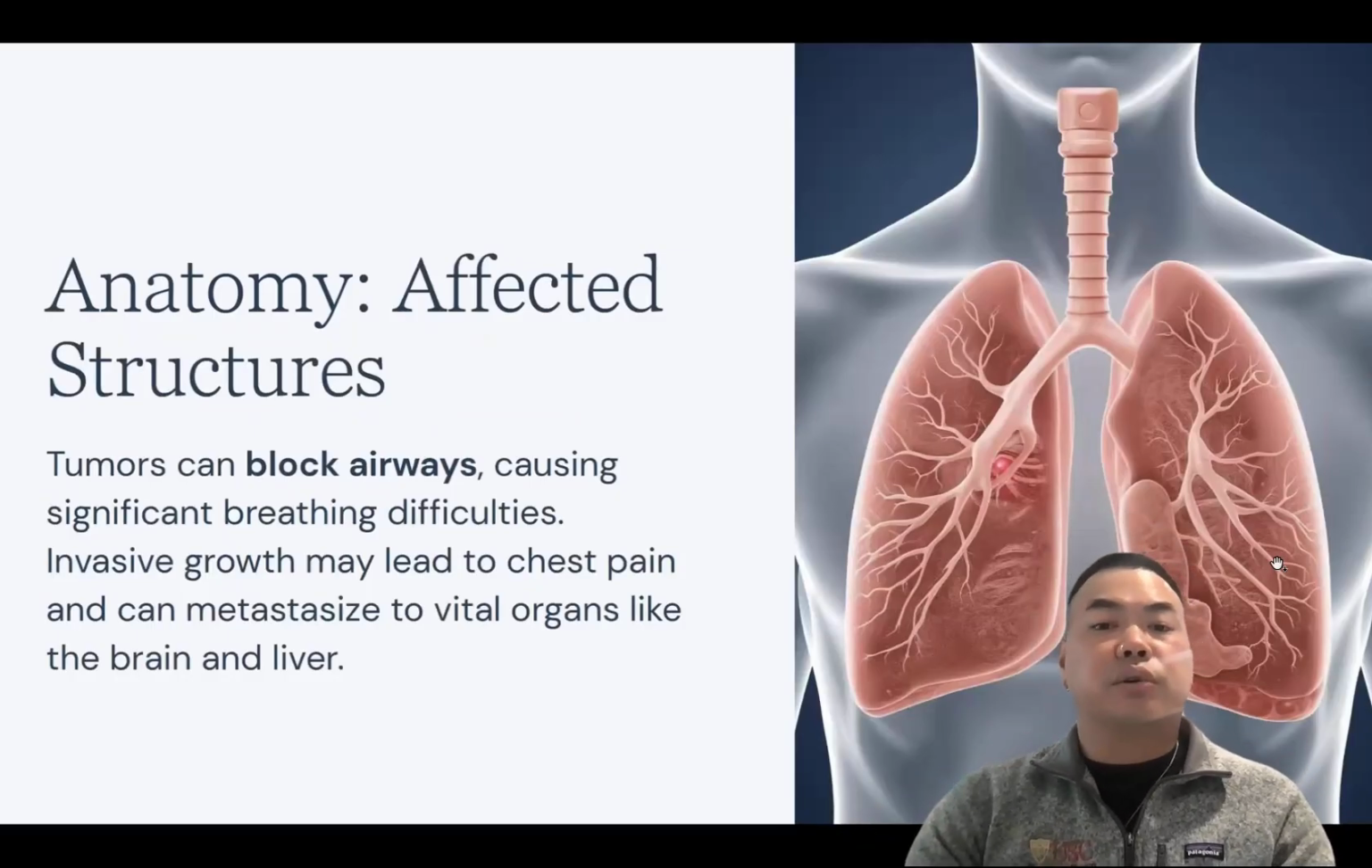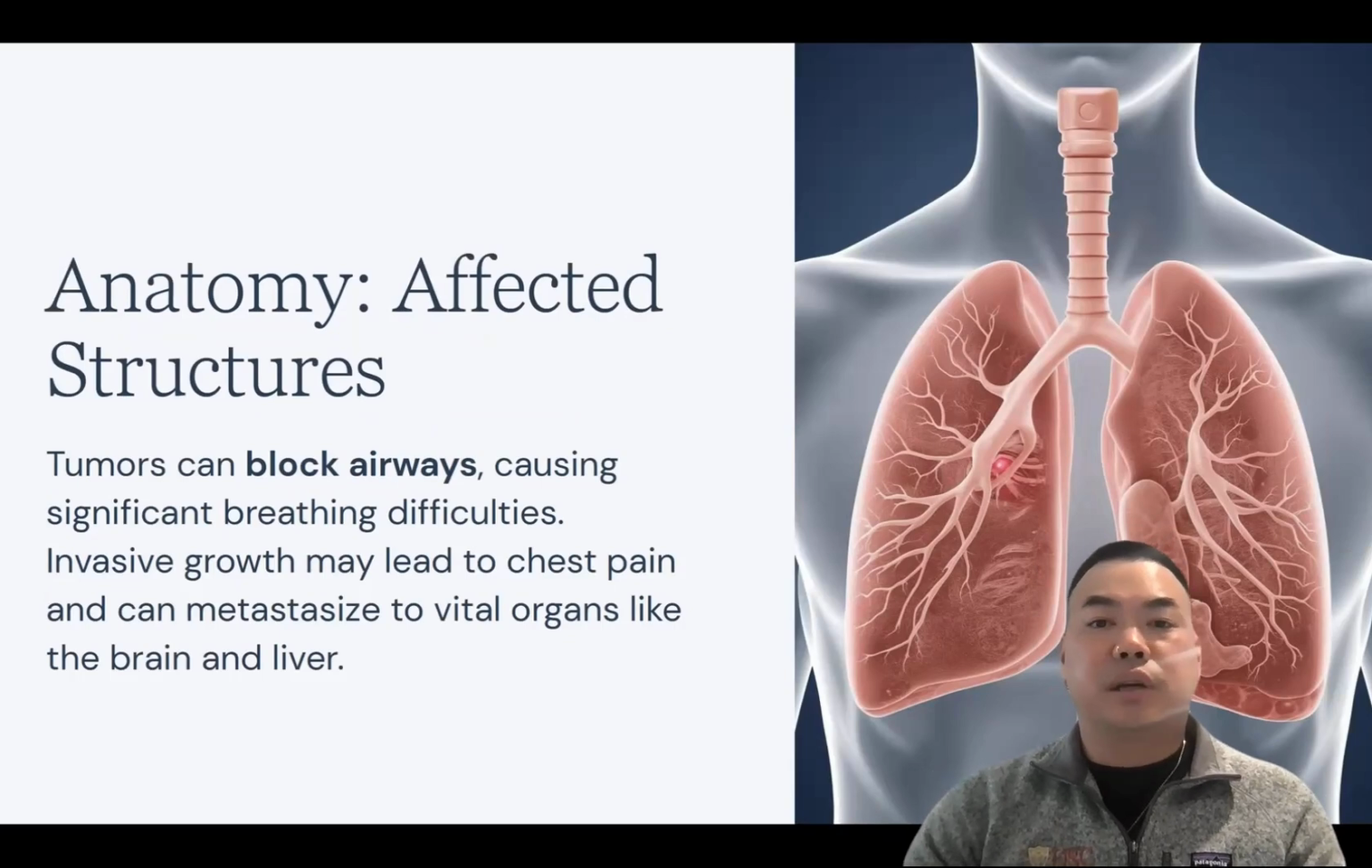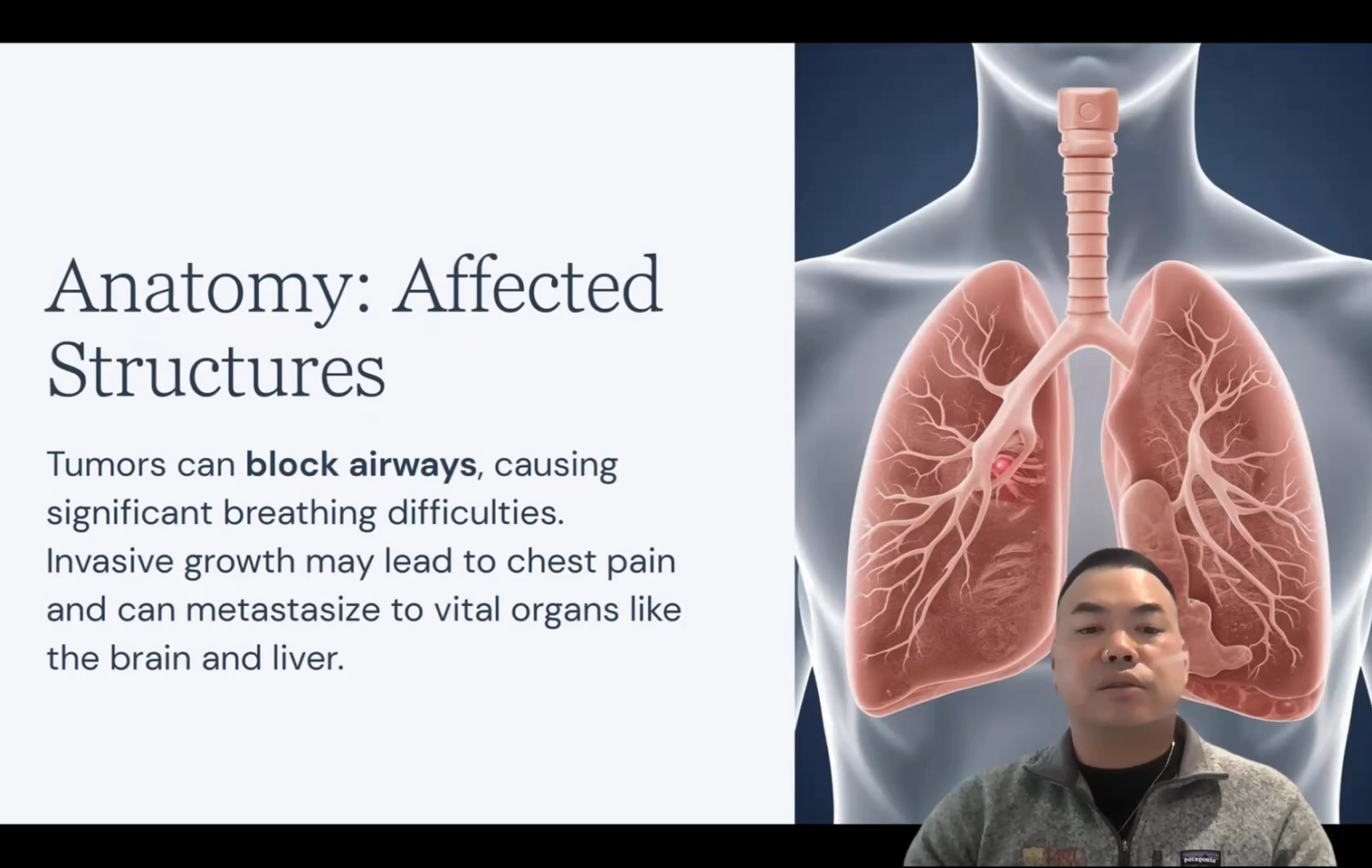As lung cancer progresses, tumors can block major airways, which makes it harder to breathe. If the cancer spreads to the pleura, which is the lining around the lungs, it can cause chest pain and fluid buildup. Lung cancer also commonly spreads to areas like the brain, liver, bones, and adrenal glands.